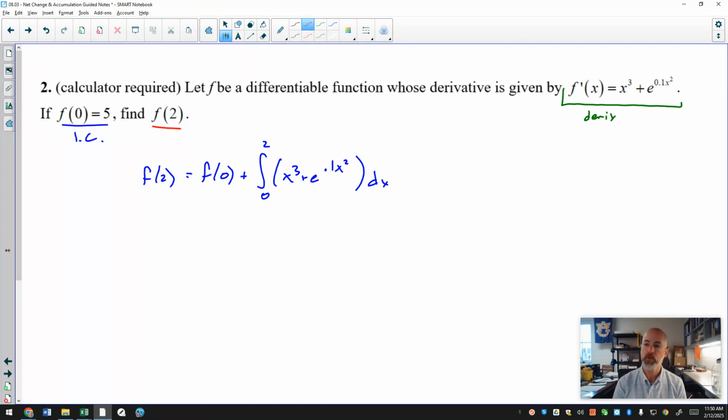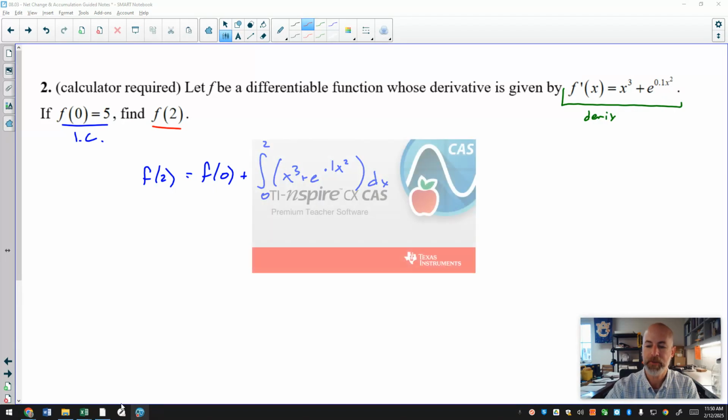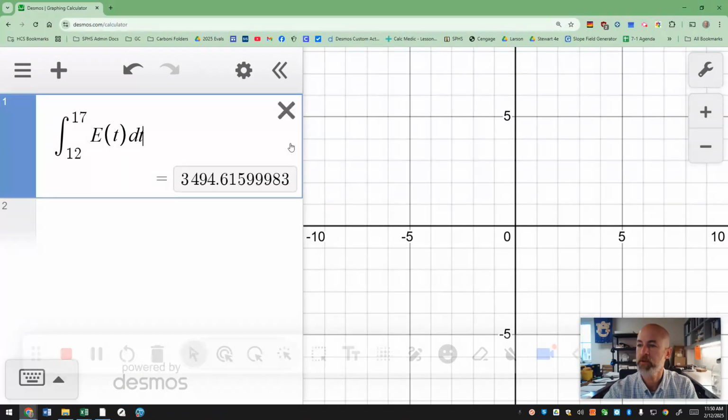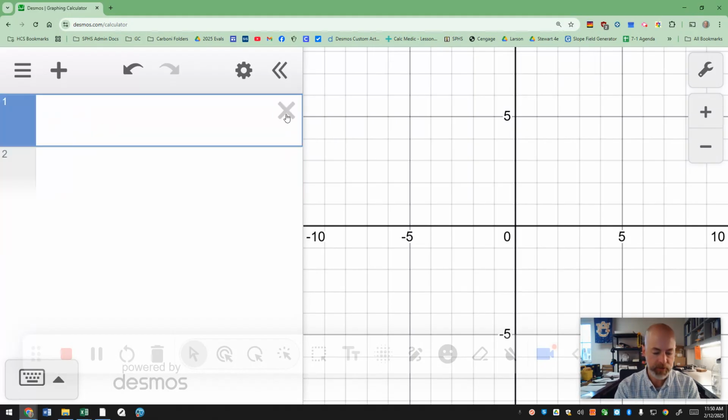And for this one, we're going to have to throw this straight into a calculator, and calculators will have a way to get approximate values for antiderivatives where an explicit antiderivative or a general antiderivative cannot be easily found. So I'm going to go to my calculator. And f of 0 is 5. That is not what I wanted to do. I want to go to Desmos. There we go. Let me clear this out. And back to the problem.